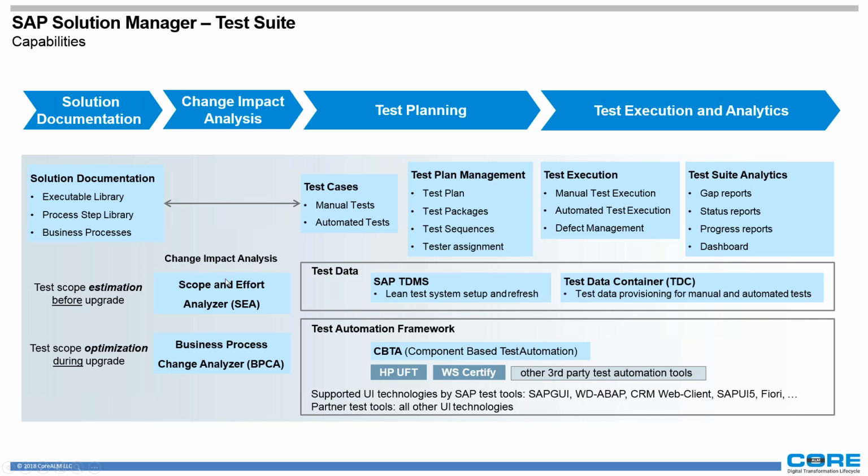This is a very powerful tool where once you have all the artifacts, the libraries, everything that we talked about, the previous capability, from a documentation perspective, you'll be able to run scope and effort analyzer or business process change analyzer, which will allow you to analyze a change before it goes into the system. So for example, you could have an enhancement pack, support pack, a bundle of transports, a single transport, and you can compare it and say, what will the impact be if I import this SAP note, for example?